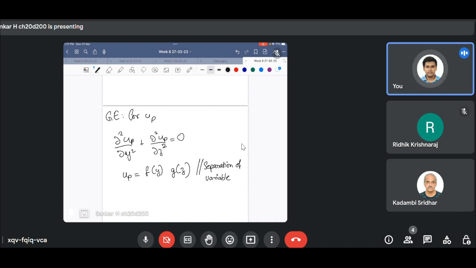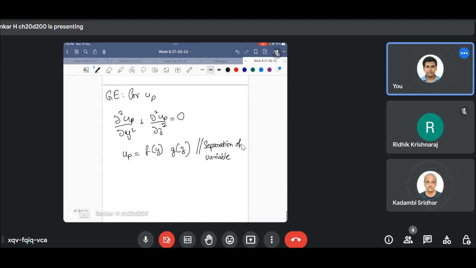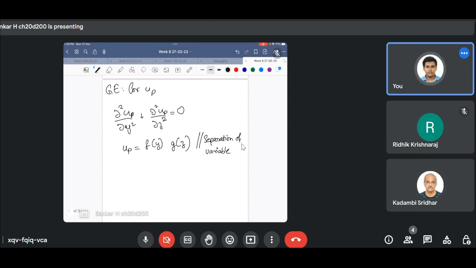What we have assumed here is that the variation of the particular solution along y is independent of the variation of the particular solution along z. Therefore, up as a function of y and z can be decoupled and written down as a function of y times a function of z. This kind of method is called the separation of variables method for solution of partial differential equations.